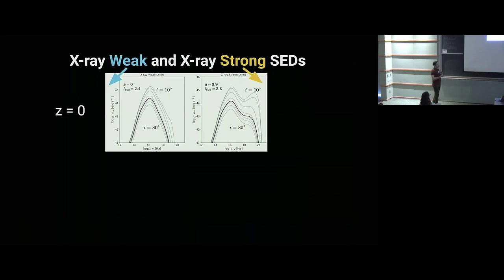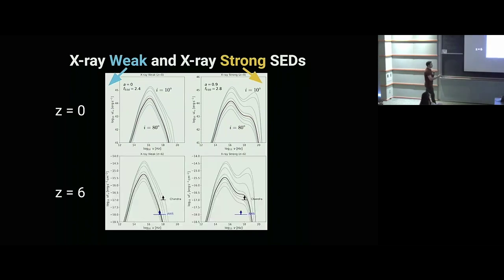So how do the SEDs look exactly? This plot shows our reference SEDs, X-ray weak on the left and X-ray strong on the right, for simulations at redshift 0. In particular, the red line shows the average over the solid angle. The different gray lines show the SEDs as viewed from inclination angles between 10 degrees and 80 degrees. As you can see, X-ray strong SEDs are very powerful in the X-rays, and have even a high-energy bump if seen close to the pole. These features are completely absent in the X-ray weak SEDs.